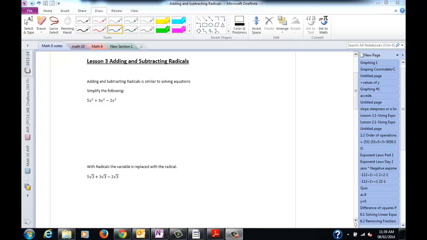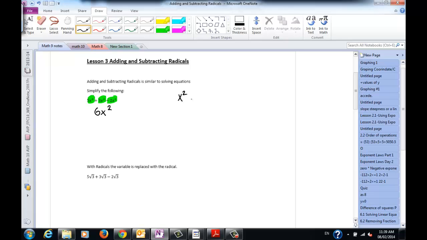Alright, so today we are going to do the adding and subtracting lesson from our radicals unit. Adding and subtracting radicals is very similar to adding and subtracting like terms. So if I have the following algebraic expression, 5x squared plus 3x squared minus 2x squared, I hope you would say, well, these are all like terms, which means that I can just simply add the number of them. I have 5 plus 3 is 8. Minus 2 is 6. So I have 6x squared.